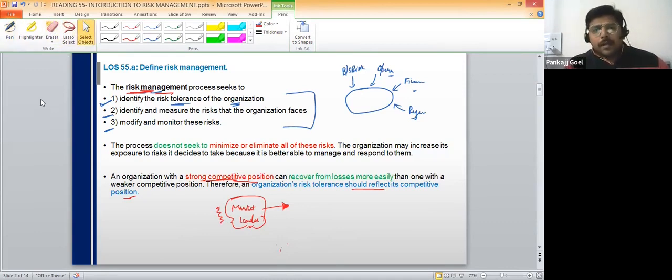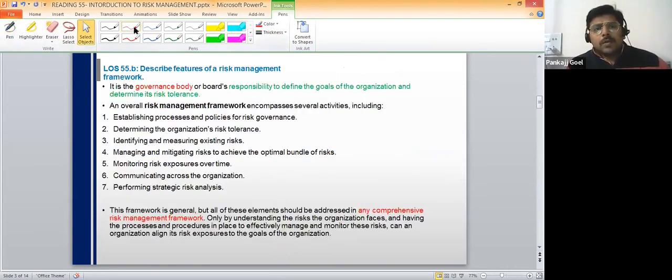Now, again you can just read. What are the features of risk management? The whole framework is what? First, we establish the processes and policies for risk governance. It means we create policies on how we have to govern the risk. Then we determine the risk tolerance level of the organization. Then we identify and measure the risk.